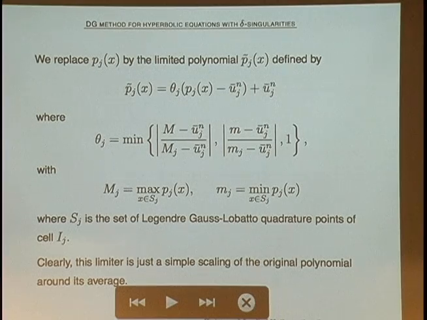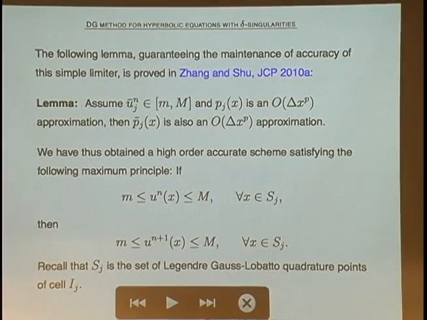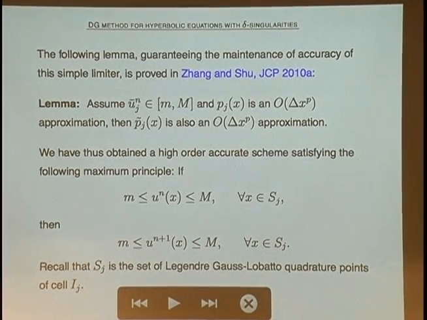Second, most importantly, there is this lemma. It says that what you have done has not affected accuracy. Because you might wonder, right? I compute this theta. If theta is less than 1, let's say theta is 1/2, then I really changed the original polynomial a lot, right? Does it affect accuracy? The original polynomial is high order accurate, high order close to my exact solution. So if I perform this limiter, is it still high order accurate to the original function? It's highly non-trivial. It's not clear, right? But you can prove mathematically that this is indeed the case. So this limiter does not kill accuracy.